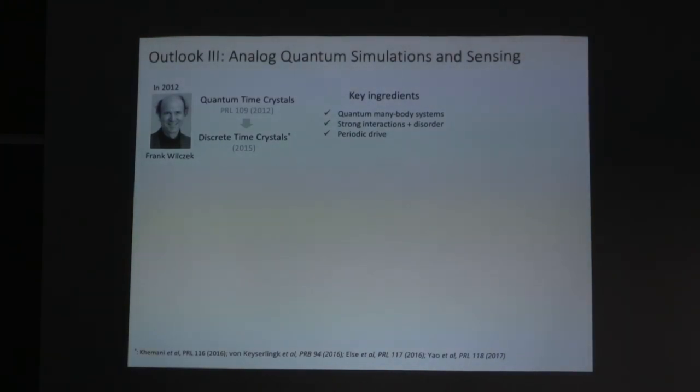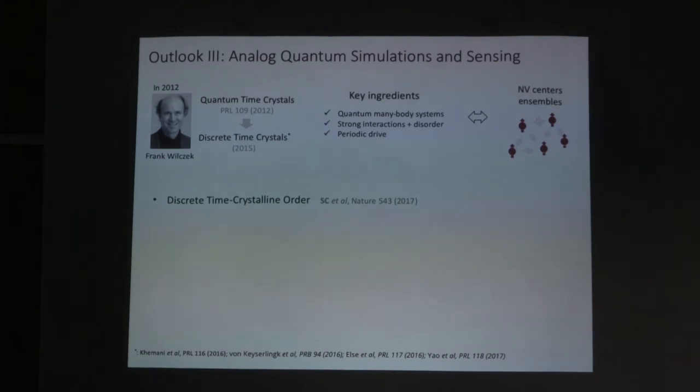It turns out the exact same elements are very naturally present in our ensemble of spins, which is also studied here at UC Berkeley by Norman Yao. He's doing experiments on those systems. So we ended up reporting the very first observation of discrete time crystal order.